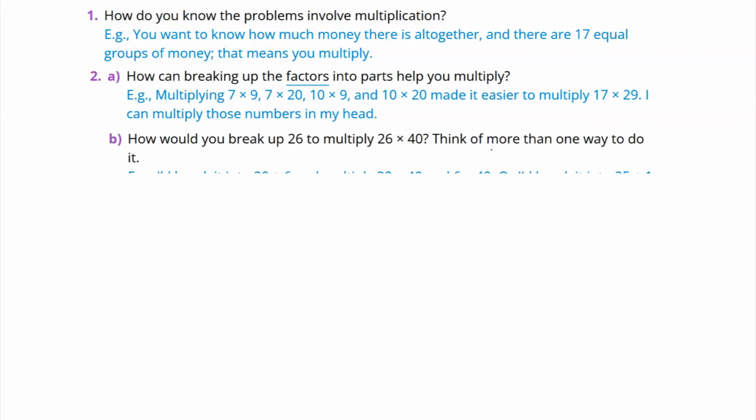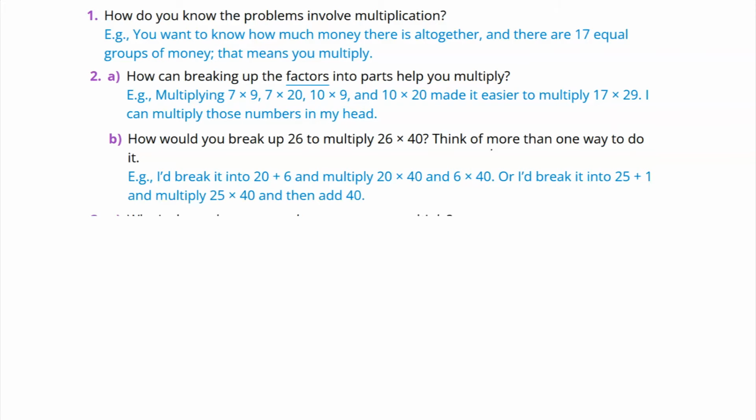How would you break up 26 to multiply 26 times 40? There is more than one way you can do this, of course, but the most obvious example is to break it up into 20 and 6, and 40.